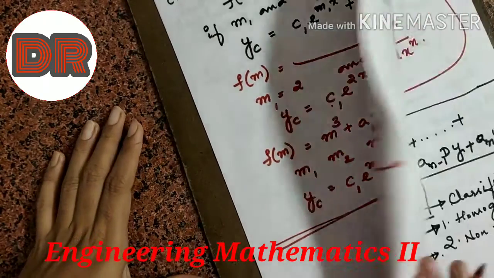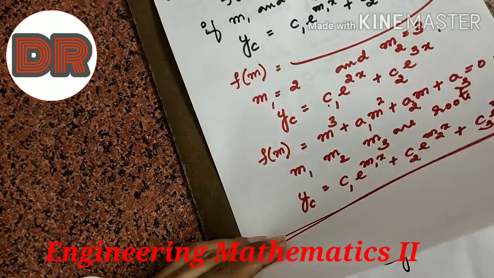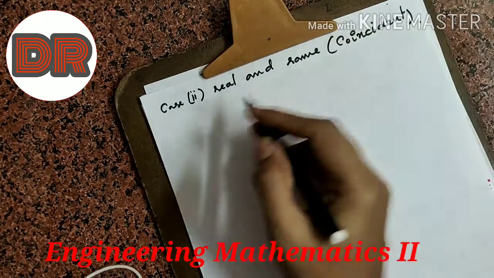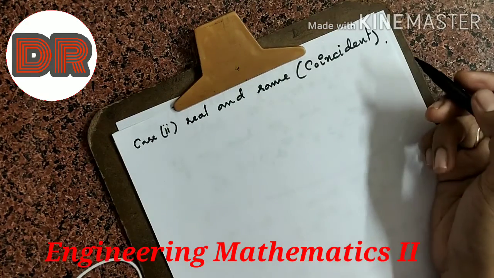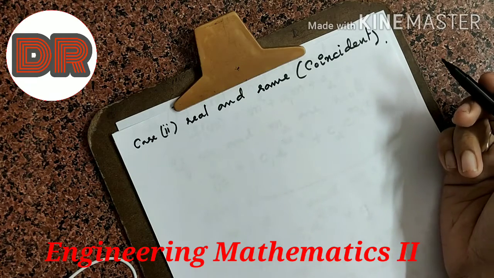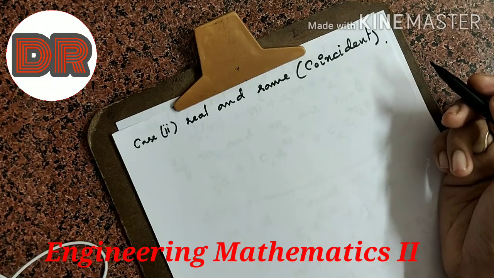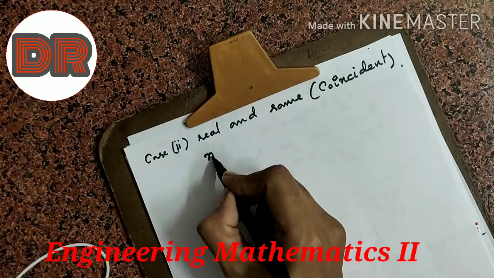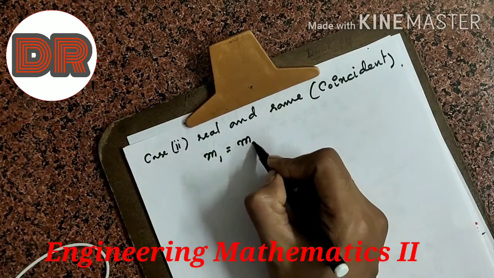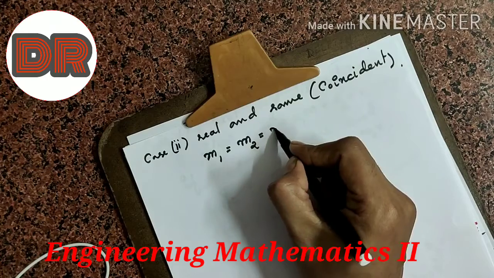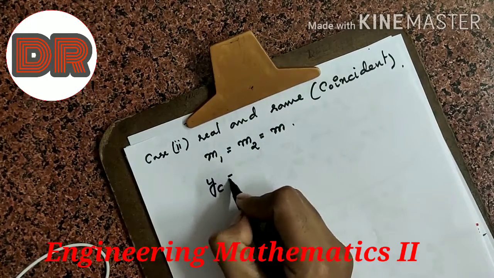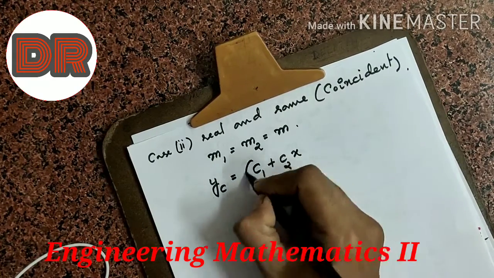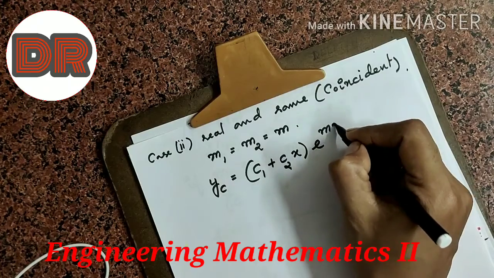Now let us see the second case. Suppose the roots are real and same. If the auxiliary equation is of second order and has 2 roots which are real and same in value, we can take m1 and m2 as the roots which are same. So we can write m1 is equal to m2 is equal to m. And in this case yc will be equal to (c1 plus c2 x) into e to the power mx.